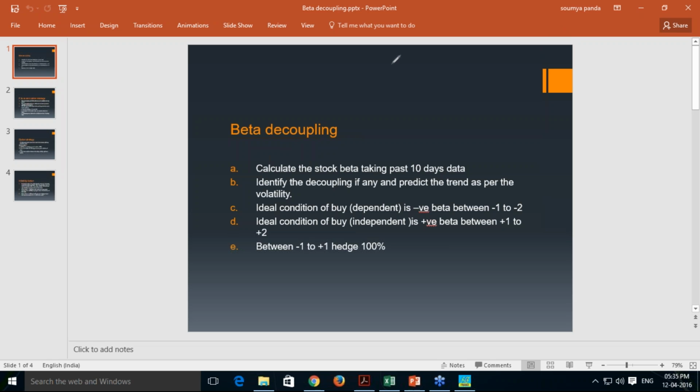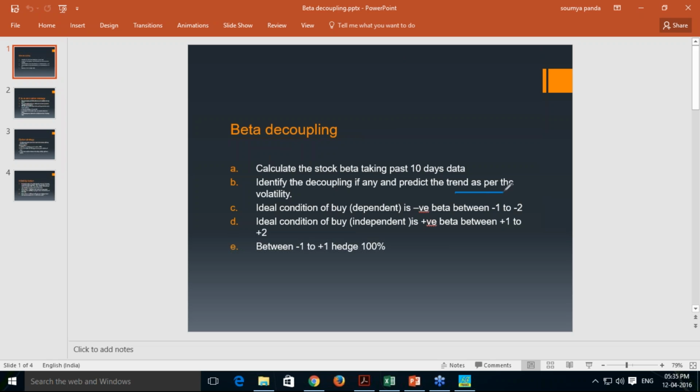So the accumulation and distribution activity of larger players, especially mutual funds and FIs, causes this decoupling phenomenon. And once you can identify this decoupling phenomenon correctly, you need to enter the trade.